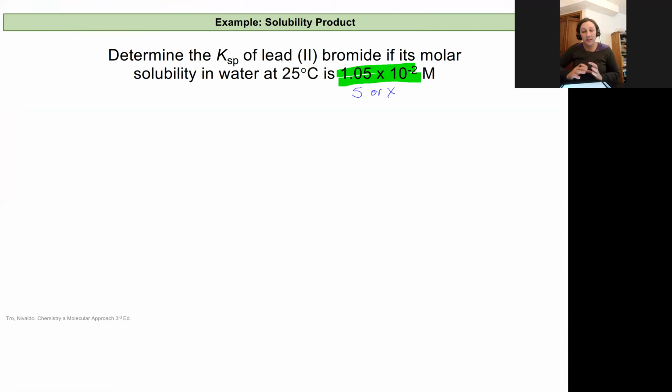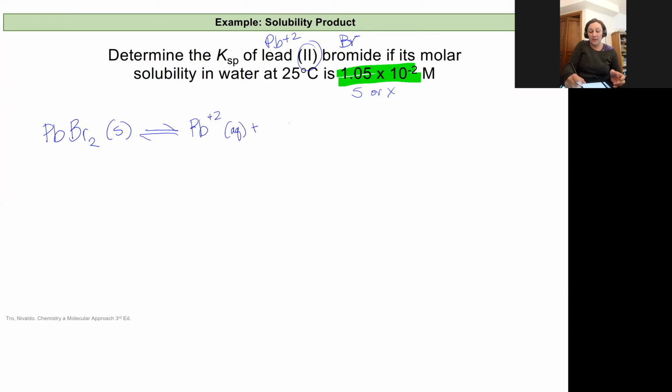So I think the first step on this one is to start with our equation, our reaction that's occurring. Lead is going to be a +2 ion, and that's told to us through the 2 here. And bromine will be -1. And so we're going to have lead with Br2 as a solid. And that'll be in equilibrium with a bit of the dissolved ions, the lead +2 and the bromide ion. To balance this equation, we're going to need a 2 in front of the bromide.